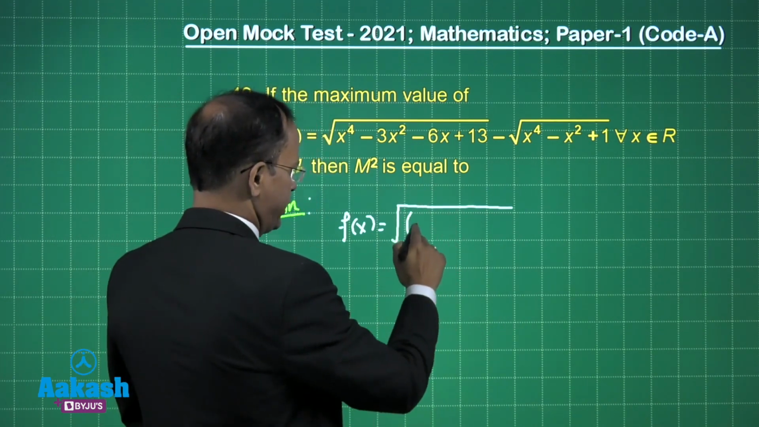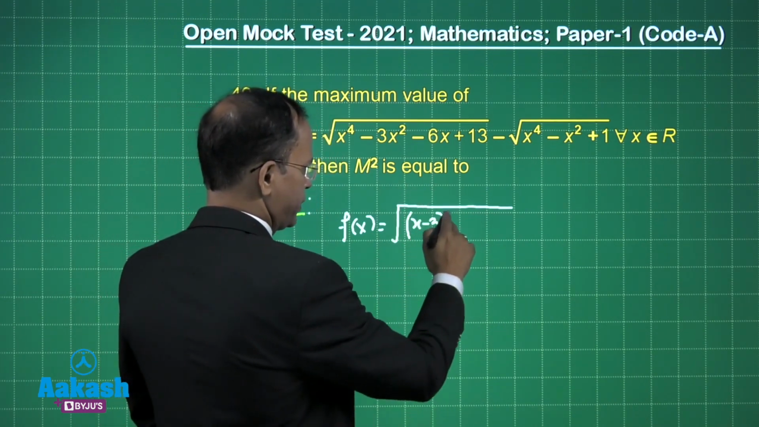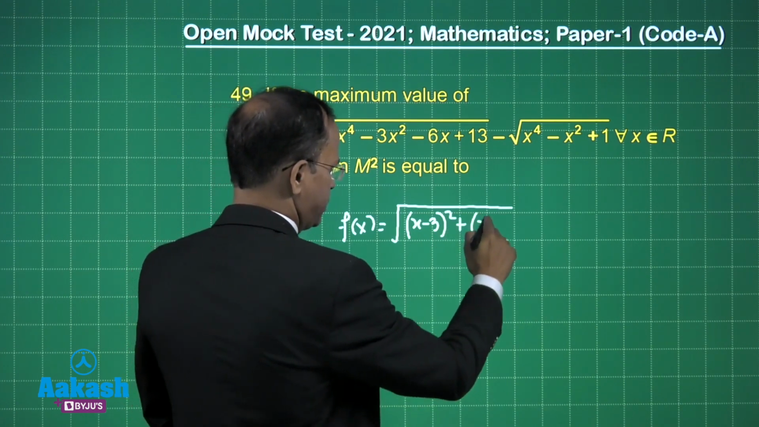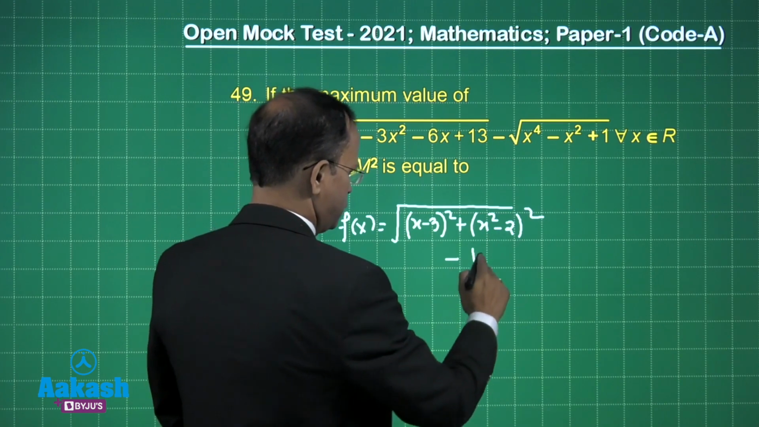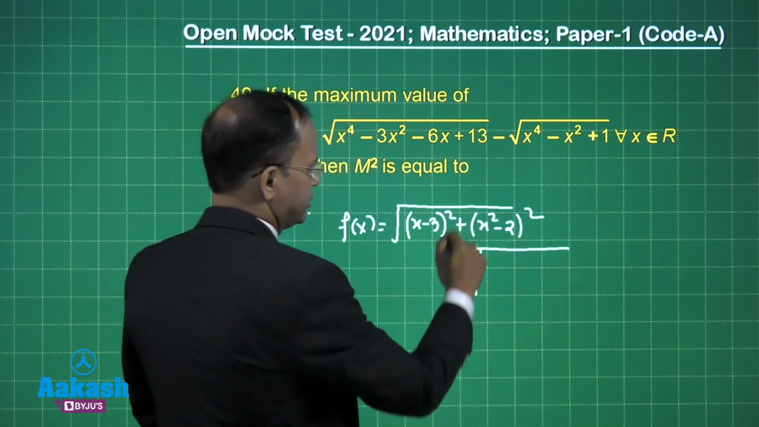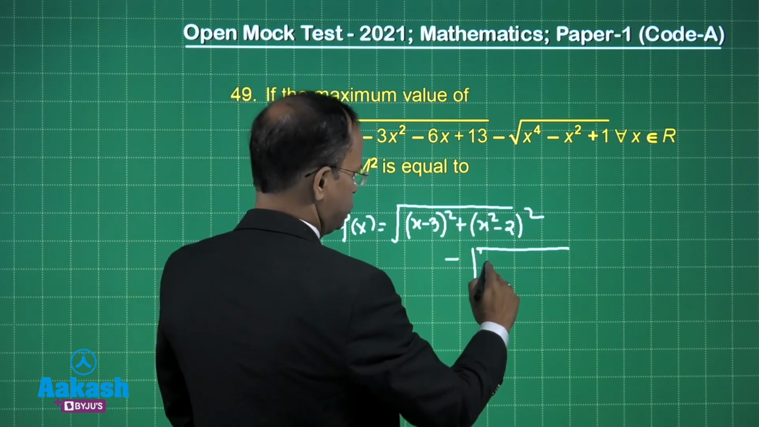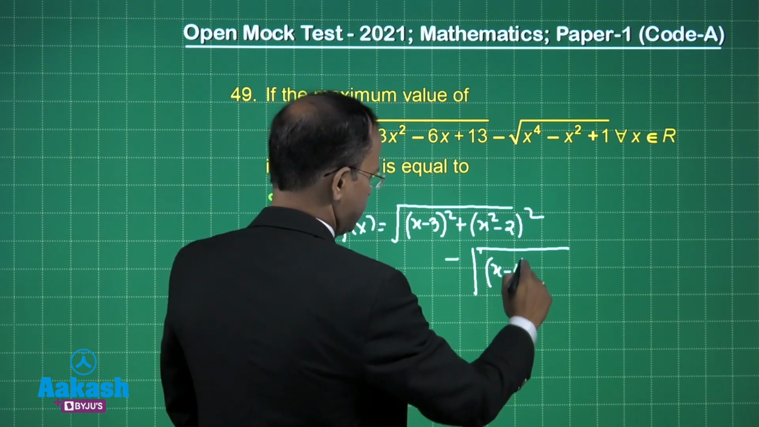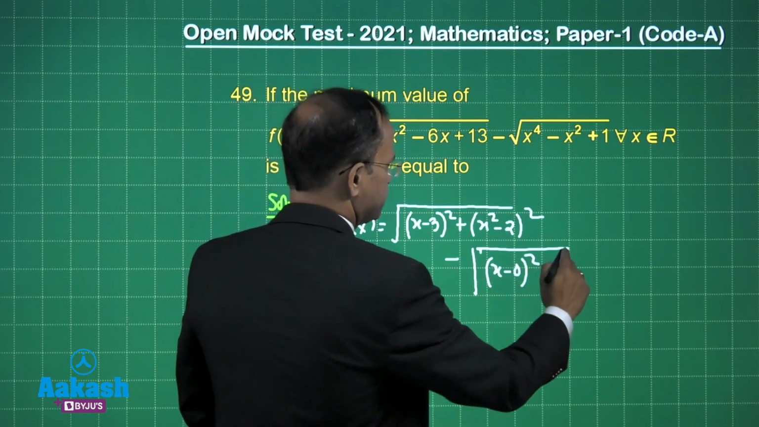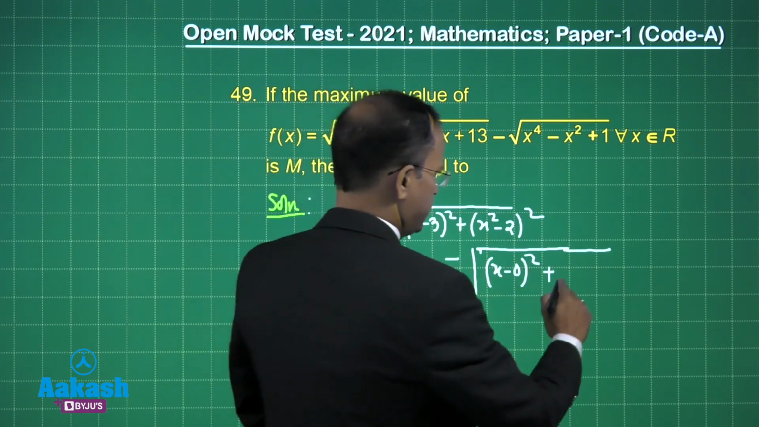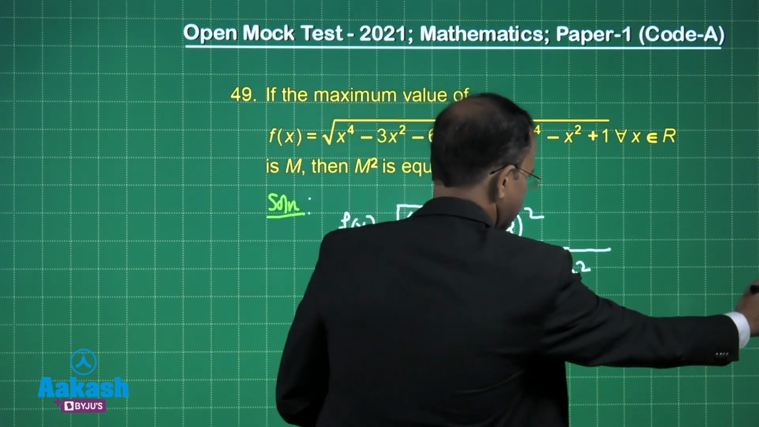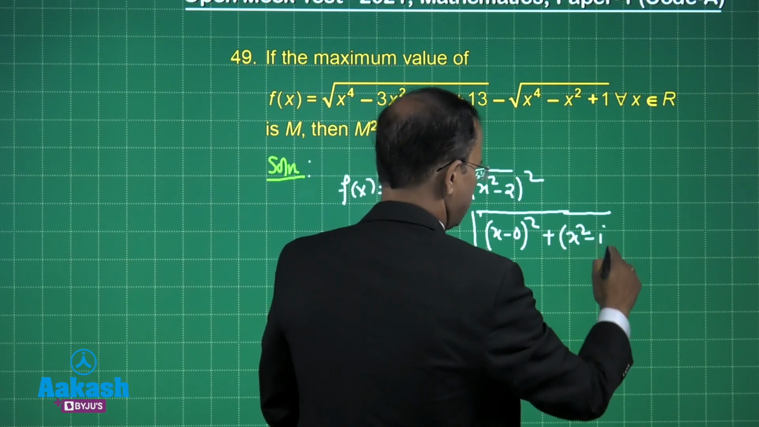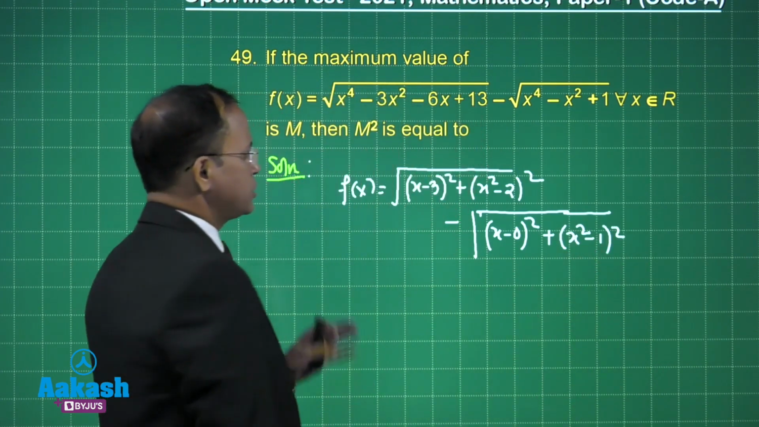So we can write it this way: √((x − 3)² + (x² − 2)²) − √((x − 0)² + (x² − 1)²). So this is what we have.